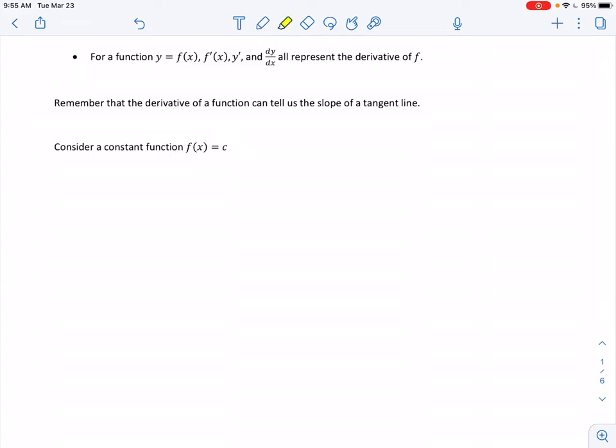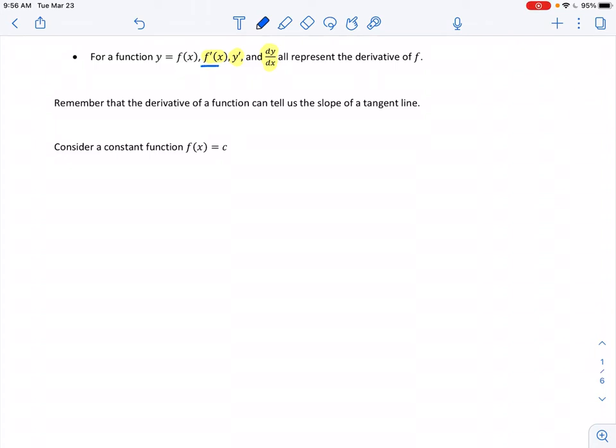Before we jump into that, though, I just want to talk a little bit about notation. If we are working with a function y equals f of x, f prime of x, y prime, and dy over dx all represent the derivative of f, and they're all talking about that same derivative. So even though these might look different or have different names, they're all still just talking about the derivative.